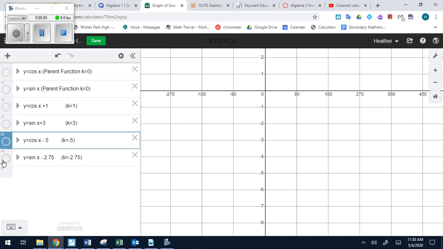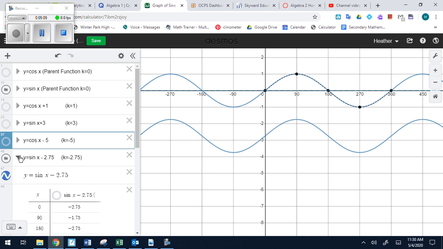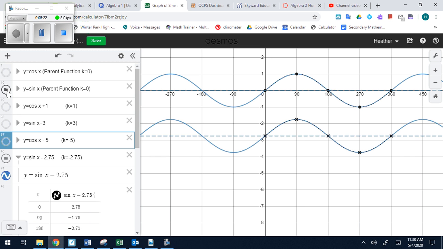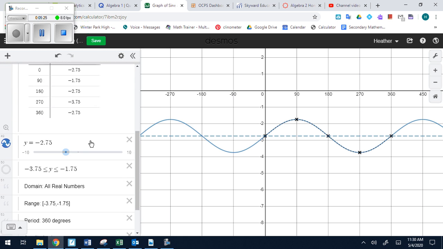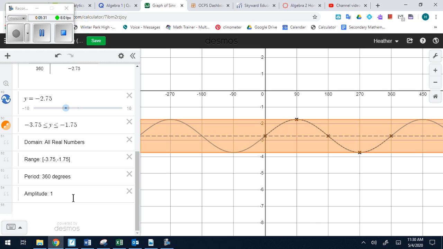All right, last one, our sine. So we're going down, as you would probably expect, comparing it to our sine here. We are subtracting 2.75 from the y value. It affects the range, so we're subtracting from the y value. So that changes our midline, changes our range. Does not change our domain, does not change the period, does not change the amplitude.